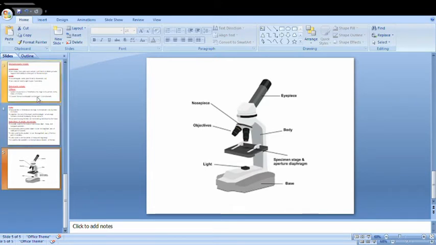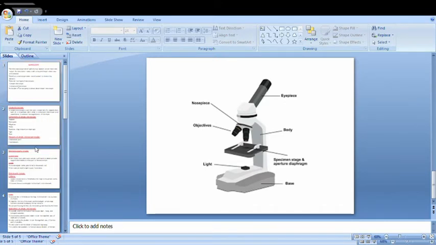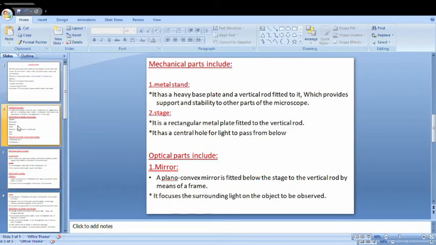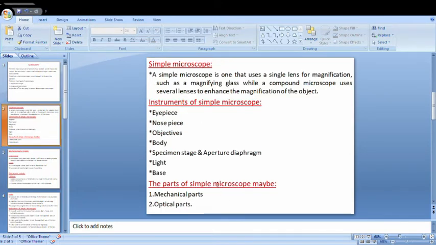So now let's discuss the parts of simple microscope. Friends, you may get confused about instruments and parts. Instruments are different and parts are different, so don't get confused. There are mainly two parts, mechanical parts and optical parts.